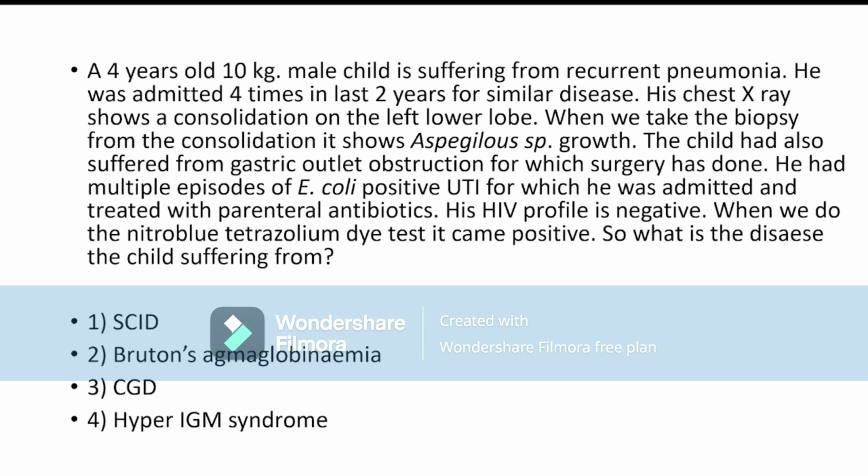His HIV profile is negative. When you do the nitroblue tetrazolium dye test, it comes positive. So what is the disease the child is suffering from? Options are SCID, Bruton's agammaglobulinemia, CGD, that means chronic granulomatous disease, and hyper IgM syndrome.